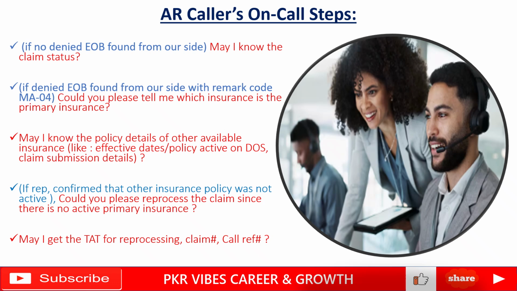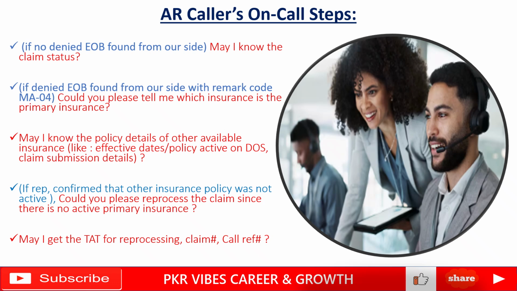So your rep is telling you that there is some other insurance available as per their records. But the rep also confirmed that whatever other insurance is available as per our records, the policy was not active. So the rep is telling that there is some other insurance, but that insurance is not active on this particular date of service. Then obviously the denied insurance may be the primary insurance, and it should process the claim as primary because there is no other insurance.